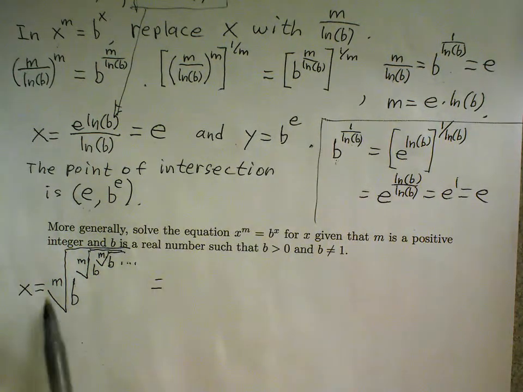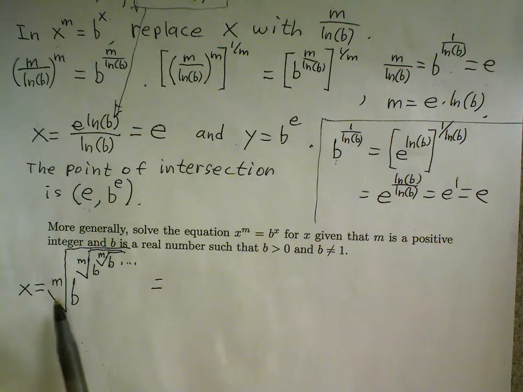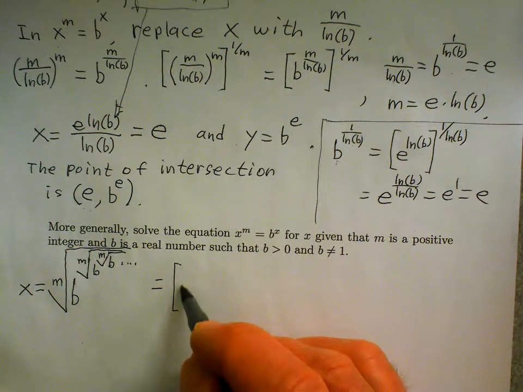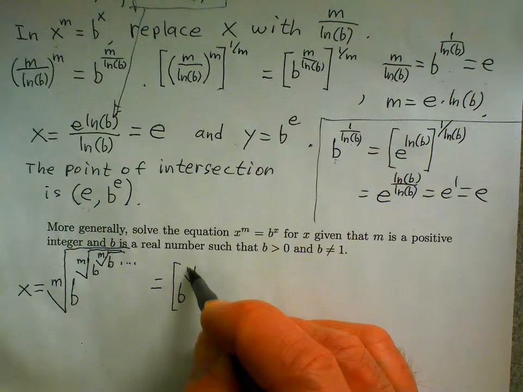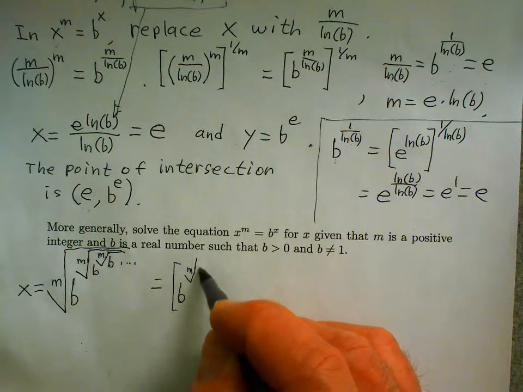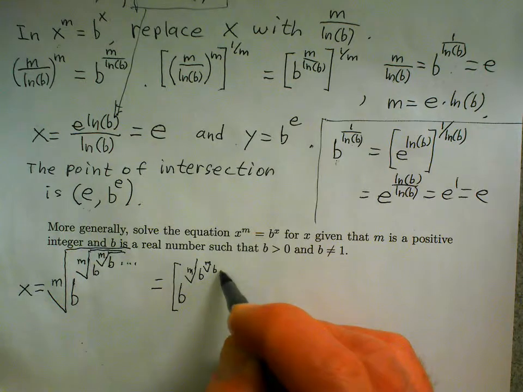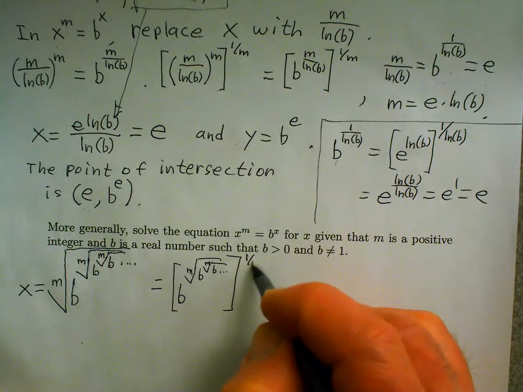You'll recall that if you take the mth root of something, that's the same as the something raised to the exponent 1 over m. So I'm going to take the outer mth root. So on the inside of the brackets, we'll have b raised to the mth root of b raised to the mth root, and so on forever, but with the outer exponent 1 over m.